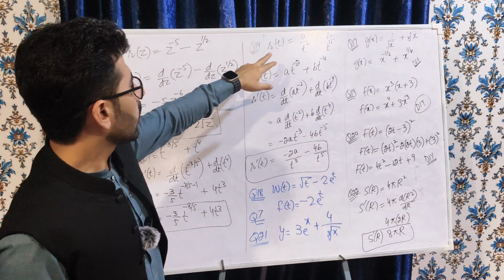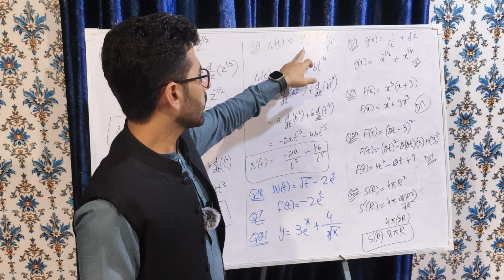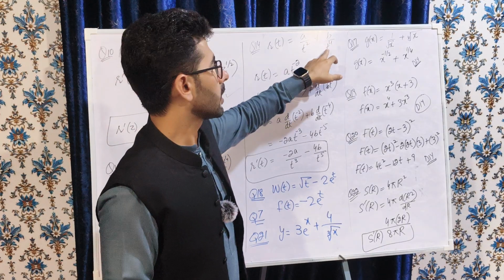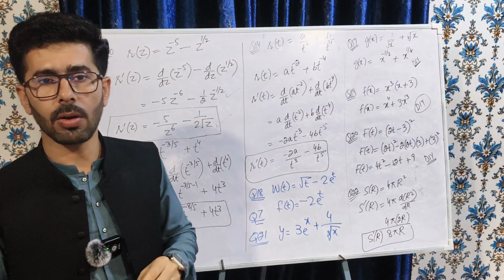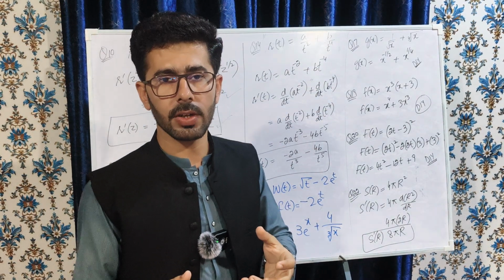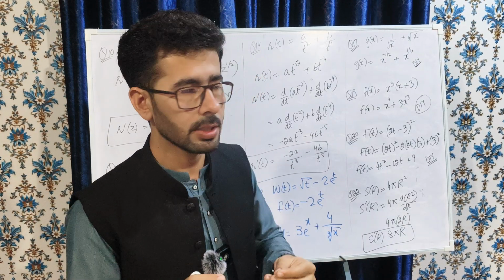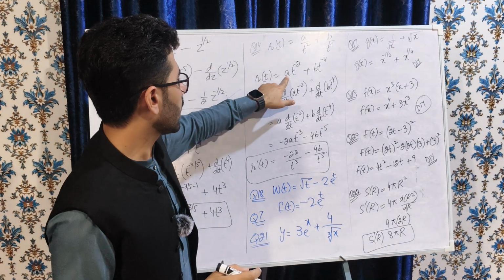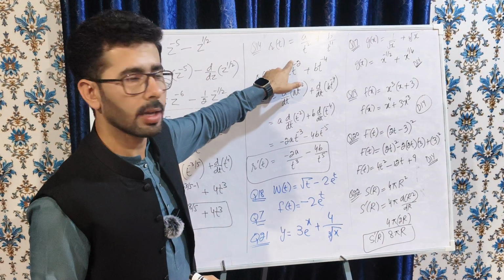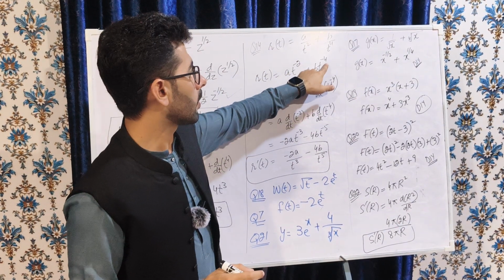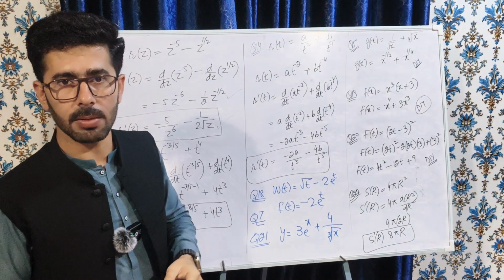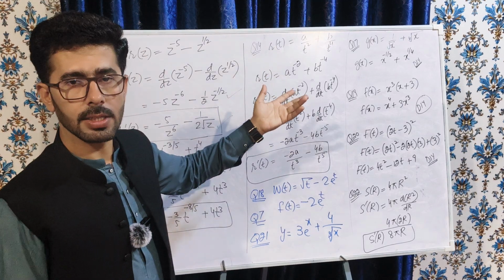In question 14, we have r of t equals a divided by t squared plus b divided by t power 4. In order to take the derivative of this, we write it in the form of negative exponents. So we write it like a times t power minus 2 plus b times t power minus 4. This is another way of saying the same thing. Now it is very easy.